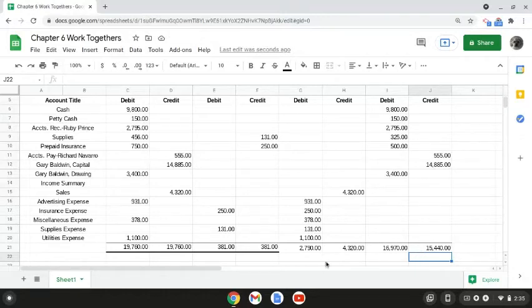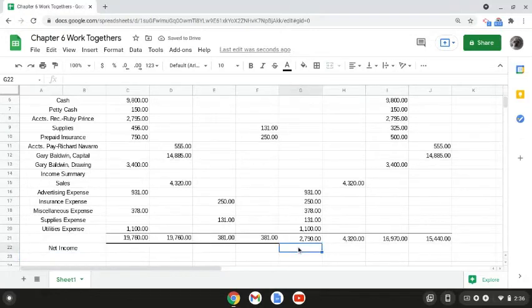So the first thing that we're going to do here is figure out whether we've made money or lost money. So as you can see here, the revenue is higher than the expenses. So since the revenue is higher than the expenses, we have made a net income. So we are going to type in the words net income in the account title column.